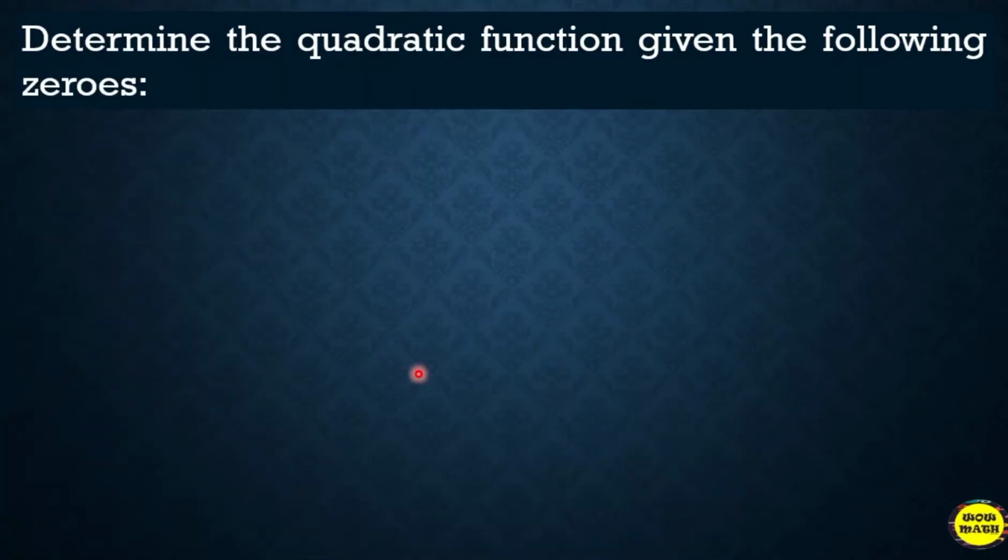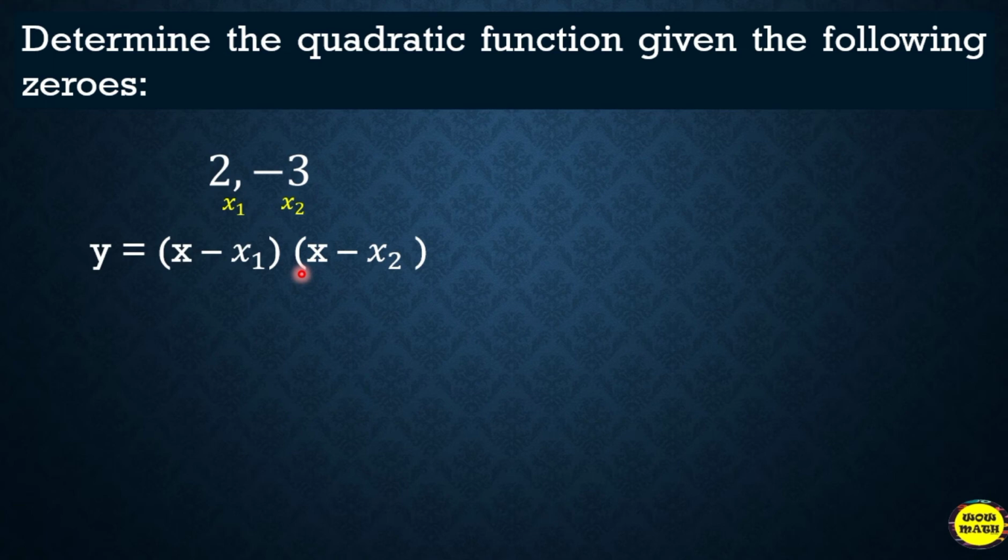Next, paano natin kukunin yung quadratic function given the zeros? For example, we have 2 and negative 3. So, 2 is our x sub 1 and negative 3 is our x sub 2. So, ganun lagi. Ililabel lang nyo lagi yung una as x sub 1 at yung pangalawa as x sub 2. Then, using this, makukuha lang natin agad yung quadratic function.